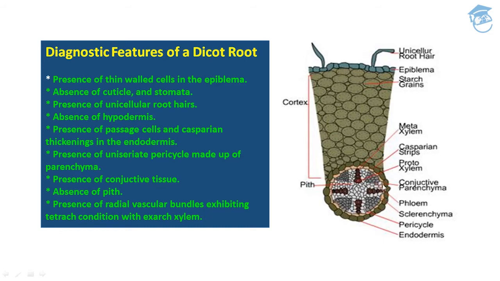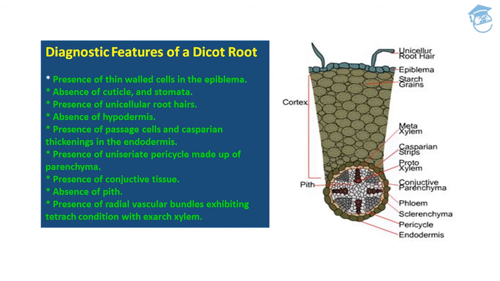Okay, and this is conjunctive parenchyma, this is phloem. And this is sclerenchyma, and this portion is called the pericycle, and this is the endodermis, this layer, which is represented by this lighter color. So let's talk about the diagnostic features of dicot root. Presence of thin walled cells in the epiblema, so these are called unicellular root hairs.